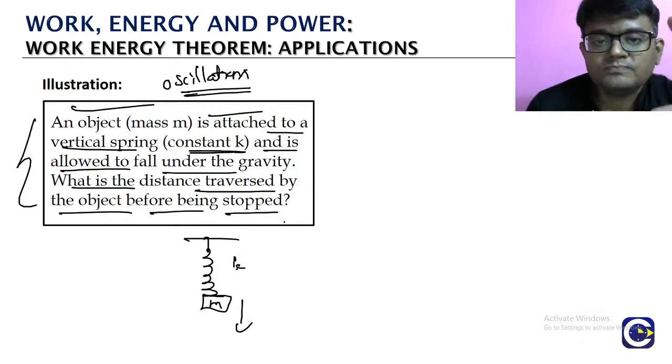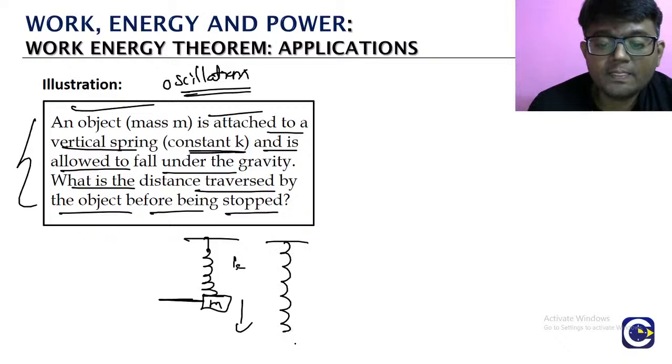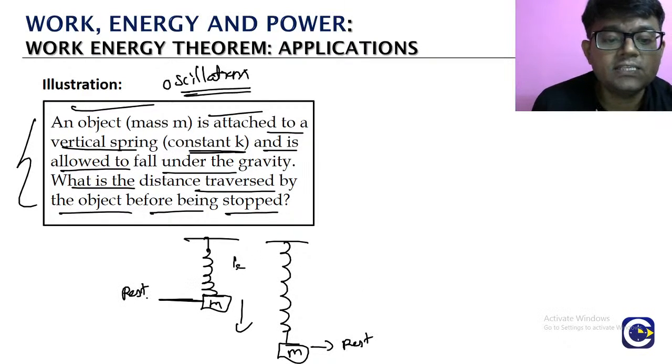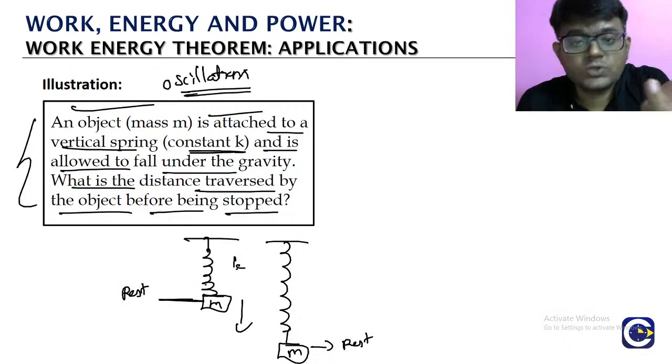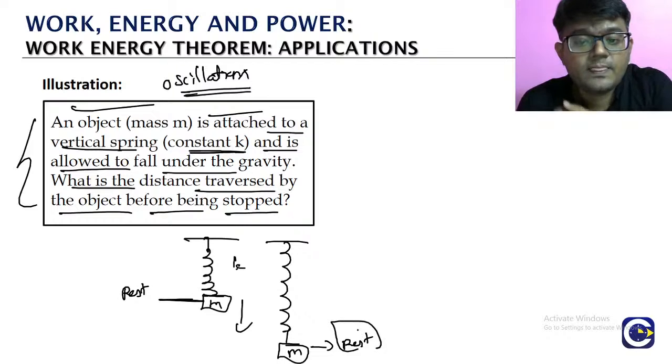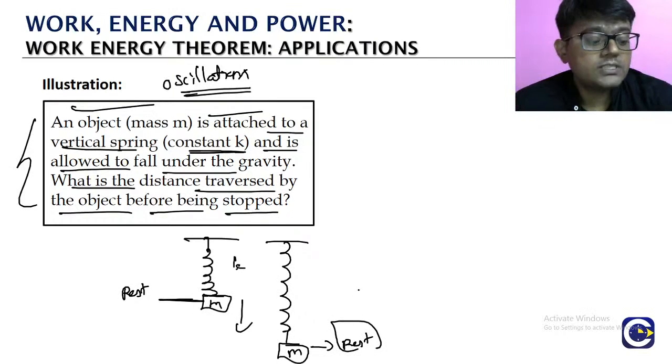We need to find what? From the starting point, it will keep coming down, right? We have to find the distance that is covered by the object before it comes to rest. So look at this interesting thing. Initially we are releasing the object from rest only, right? We are allowing it to fall under gravity. It is coming down, and finally also it is at rest. How is this going to happen?